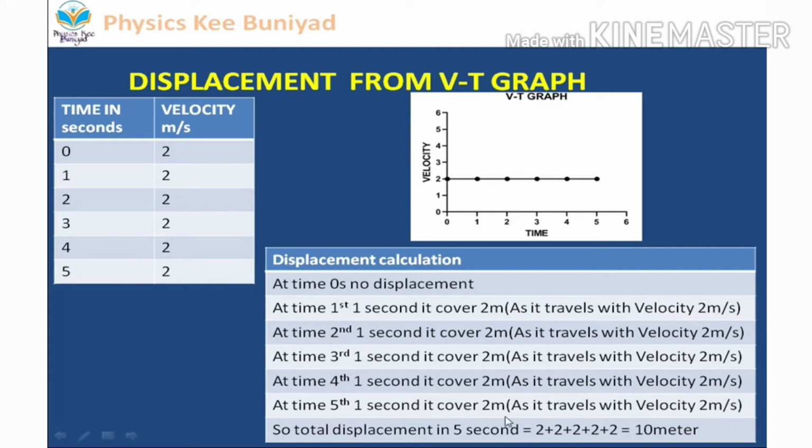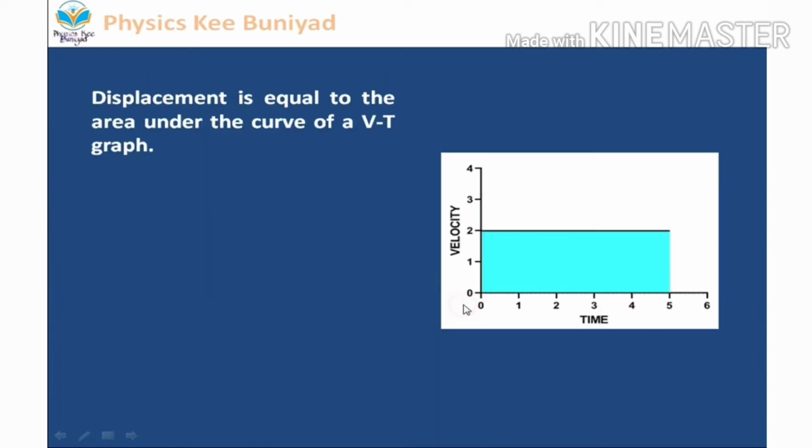So finally if we calculate the total distance, the total displacement, then if you add all these numbers, we will get 10 meters. So in this way we can calculate the displacement from a velocity time graph. We will look at another example which I will show you.